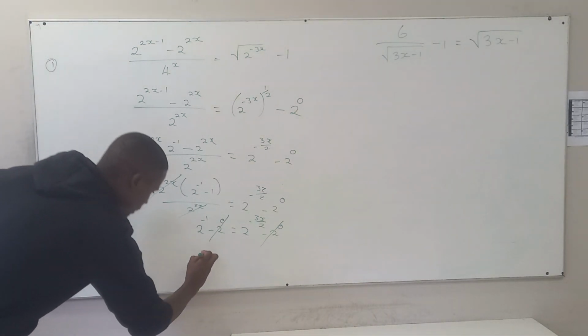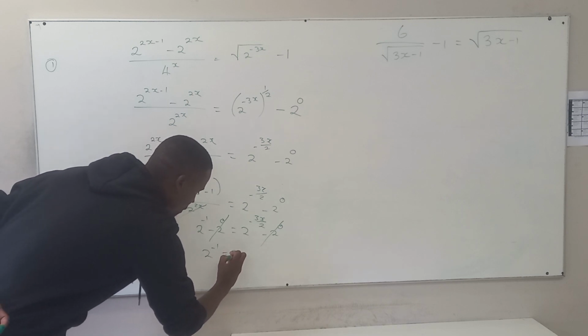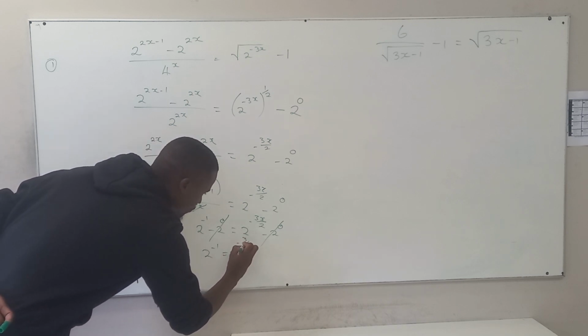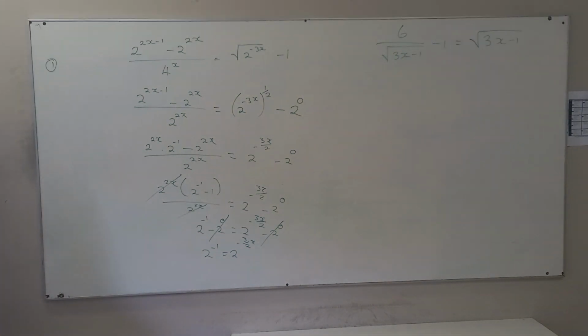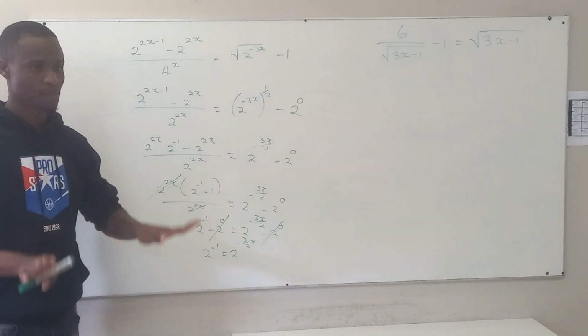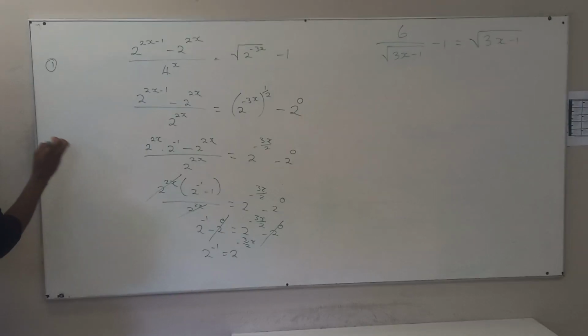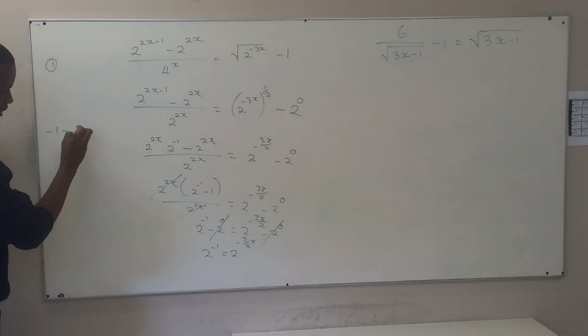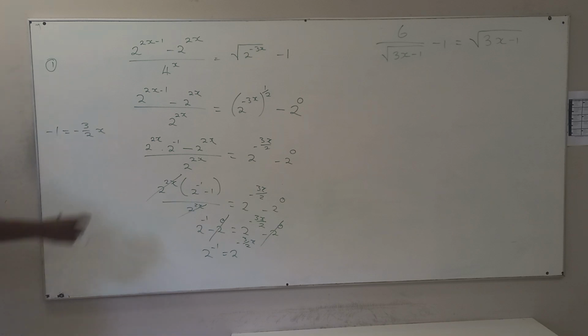Let me just write it here. 2 to the power negative 1 is equal to 2 to the power negative 3 over 2x, right? Now we apply the laws of exponents. Two similar bases, then we drop our exponent. Let me write it here, guys. Negative 1 equals negative 3 over 2x. Then from there we're solving for x.